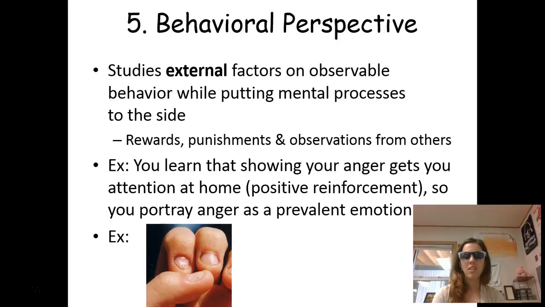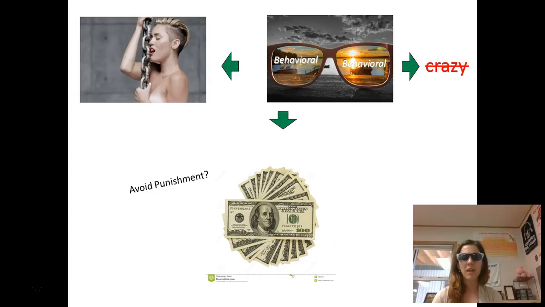Another example is biting your nails. A behavioral psychologist would never ask you, what's making you anxious that's making you want to bite your nails? They're just going to say, slap on some really nasty tasting nail polish and don't bite your nails anymore. They're going to try and fix the behavior, nothing with your mental process. So if we look at our Miley Cyrus example, rather than calling her crazy, a behavioral psychologist might ask, how much money did someone pay her to make this music video? Or did she do this to avoid punishment? Or did she see someone else do it and that inspired her, so she's mimicking the behavior? So any of those things would be how we would evaluate Miley Cyrus in this perspective.